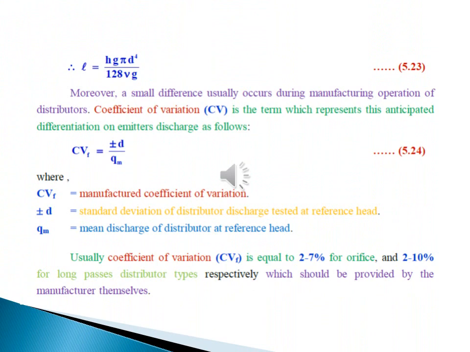A small difference usually occurs during the manufacturing of distributors. The coefficient of variation is the term which represents this anticipated variation in emitter discharge, as shown in the enclosed equation. Usually, the coefficient of variation is 2 up to 7% for orifice distributors and 2 up to 10% for long path distributor types respectively, which should be provided by the manufacturers themselves.